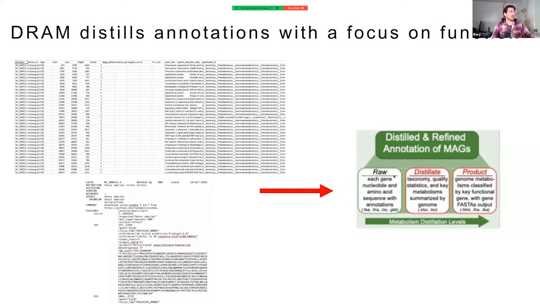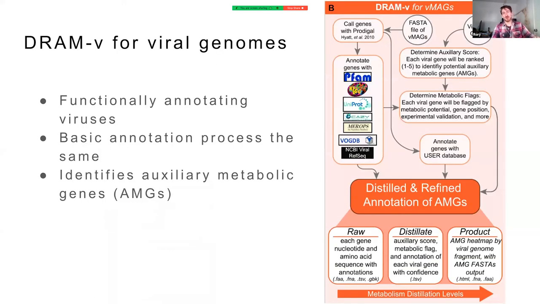So, I do want to take a brief moment to acknowledge that DRAMV exists, and it's one of our best products, arguably. I certainly would argue it. And this will change, but currently DRAMV is very similar to the process for the base DRAM pipeline. The difference is we have a few extra databases. We have VogDB and the Viral RefSeqs database.